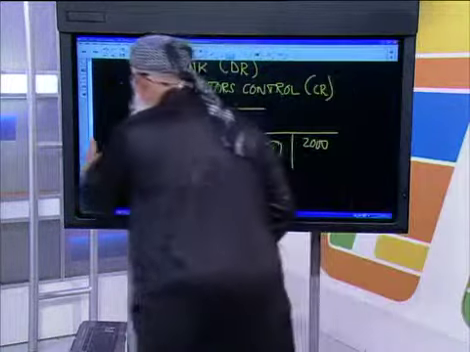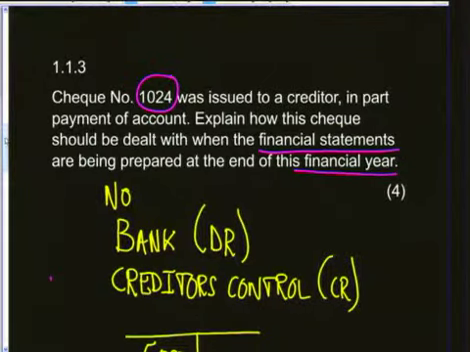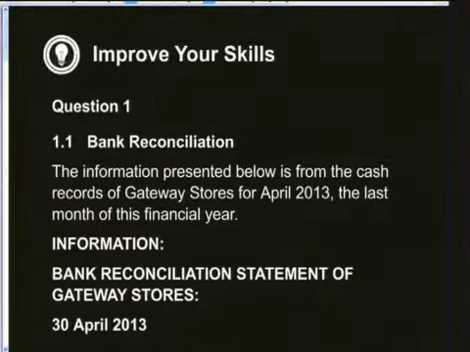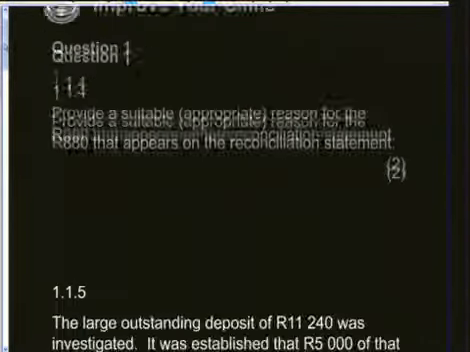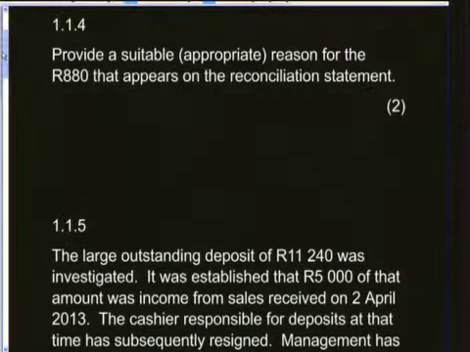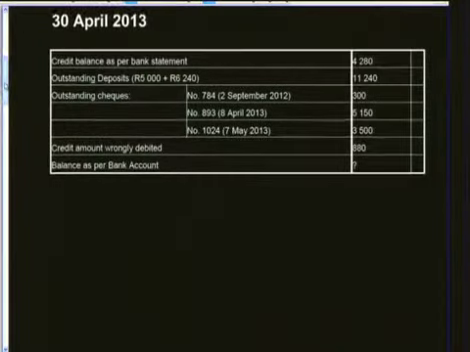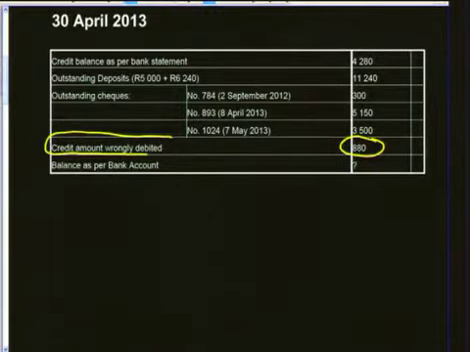In terms of our question here, the question was, how will you deal with it? You would do what? You will debit your bank and credit creditors' control. Got it? Great stuff. Let's move on to the next question. The next question says, provide a suitable or an appropriate reason for the 880 that appears on the reconciliation statement, right? Back to my recon statement, and there's an amount of 880 here that says here, credit amount wrongly debited.